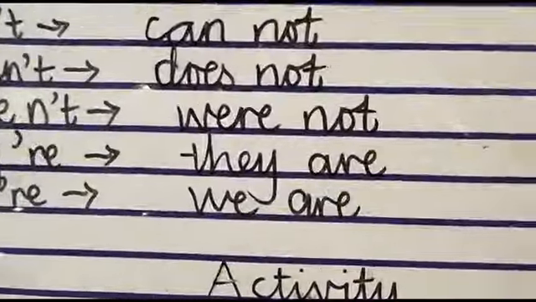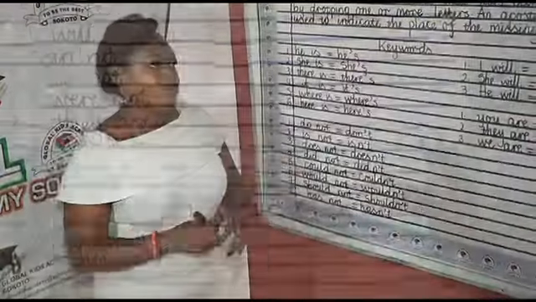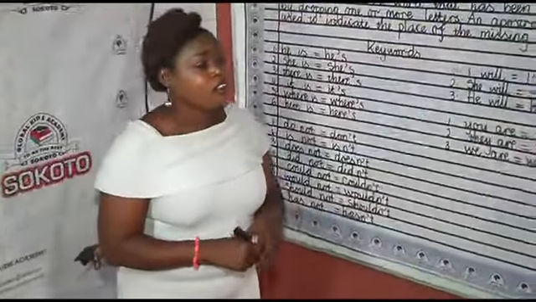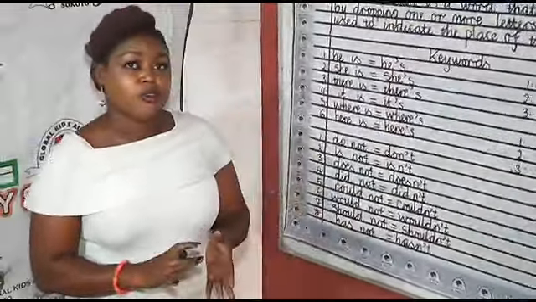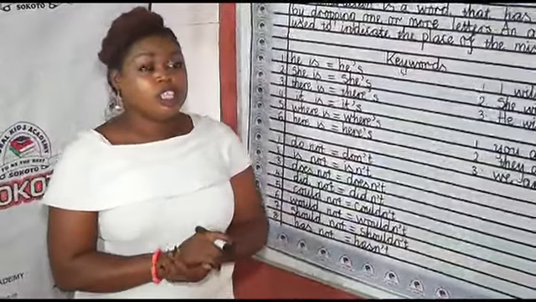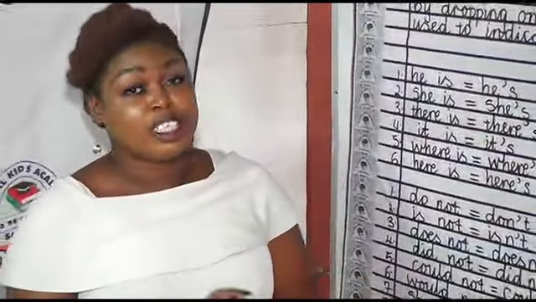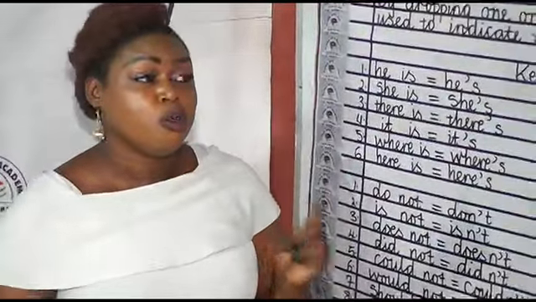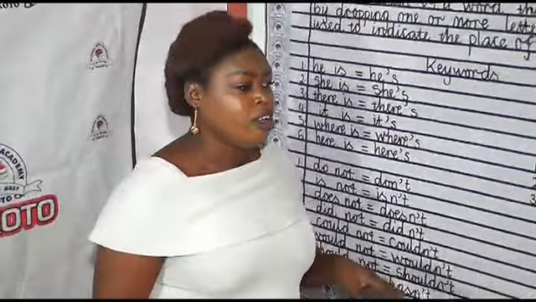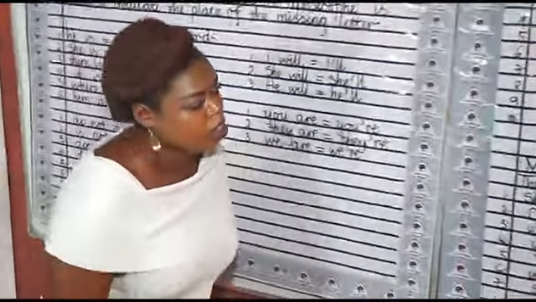Now that brings us to our activity. That brings us to the end of today's topic. Today we've learned about contractions. And remember, we say contractions are words that have been shortened by dropping one or more letters. Now that brings us to our activity for the day.